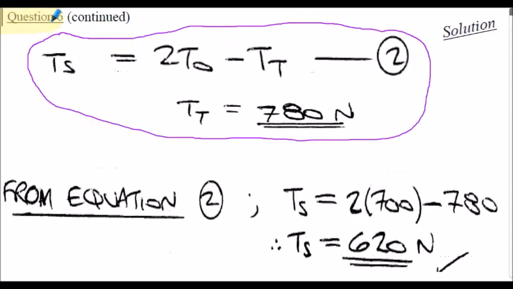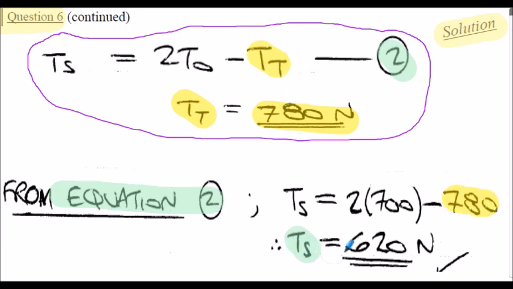Question 6, solution continued. Just repeated equation 2 from the previous slide and also the value of TT calculated on the previous slide. So then using equation 2, we can substitute the value of TT into the equation here, and we can solve for TS. And TS was 620 newtons. So there's the solution for question 6.